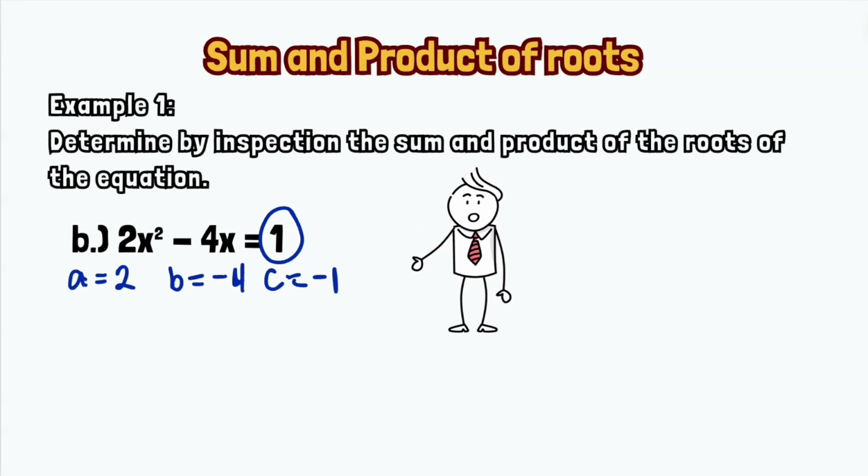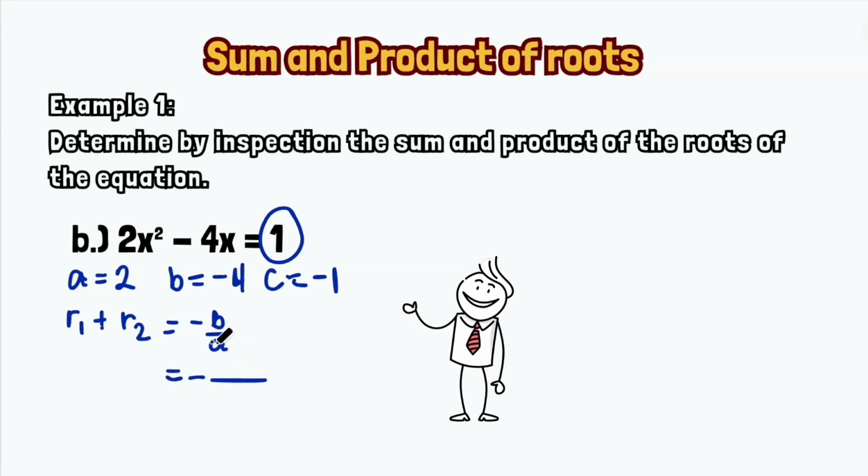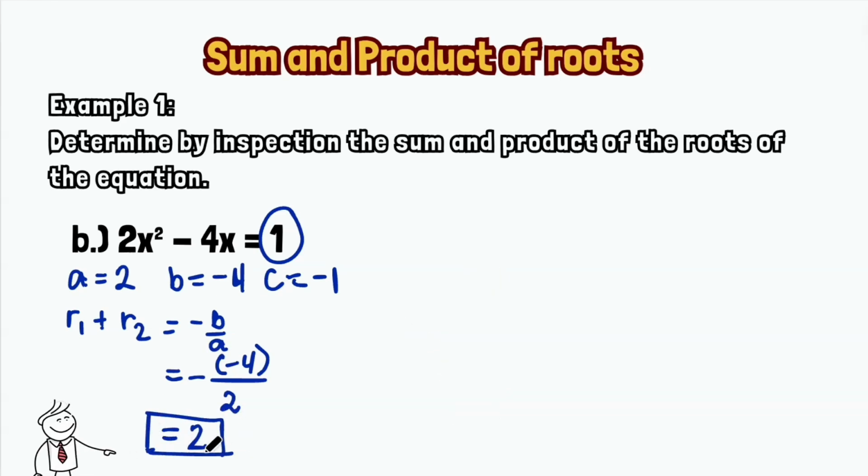So, what else? Next is, we need to find the sum of the two roots. Root 1 plus root 2 is equal to negative B over A. So, negative B, or negative here, yung B natin is negative 4. This one over A, which is positive 2. So, negative times negative, we have positive. 4 divided by 2, that is going to be 2. The sum of the two roots is positive 2.